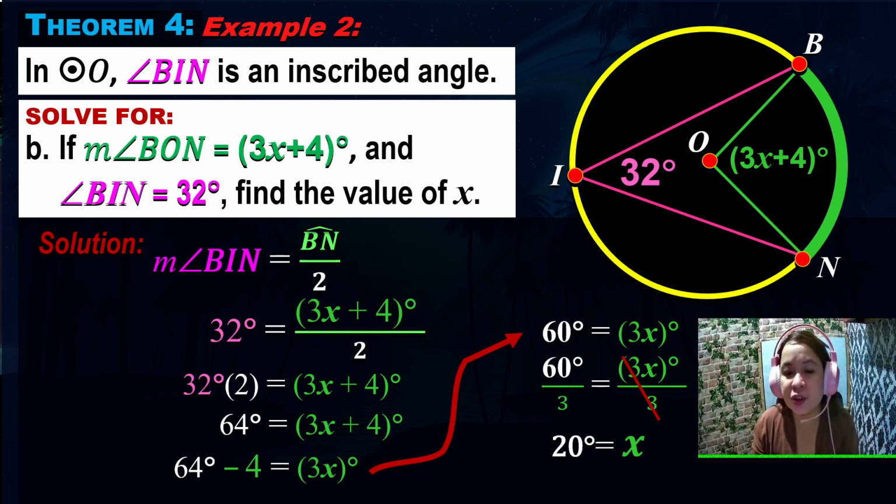Now, in order to check your answer, replace x with 20. So, magiging 3 times 20, 60 plus 4 equals 64. So, meaning, yung BN natin ay 64. So, that is our intercepted arc. Now, to get the inscribed angle, 64 divided by 2, we have 32.